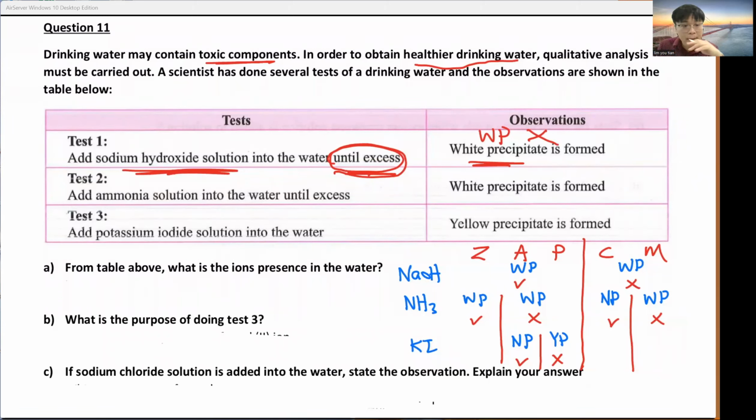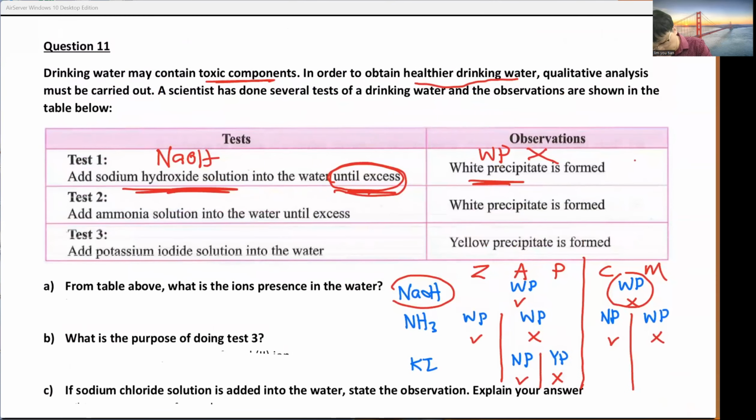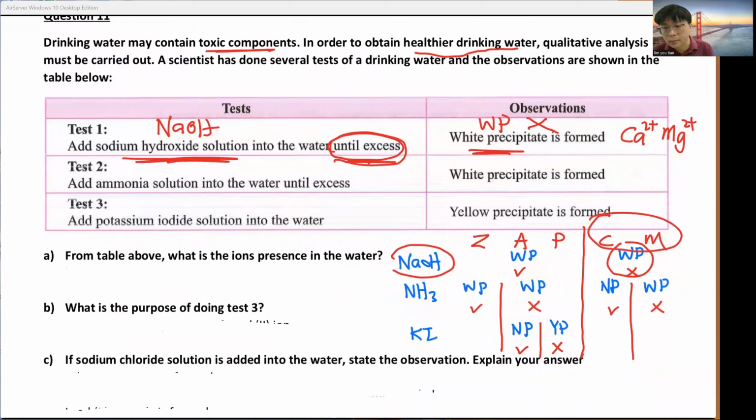This is the key part that they will tell you, is SS. After SS, it's still got precipitate, meaning it's insoluble. Okay, add sodium hydroxide, white precipitate. Put until excess, still insoluble. So we know white precipitate insoluble is this one. So it's Ca and Mg. From the first one, we can conclude this is calcium and magnesium. Okay, then the second one, we put ammonia.